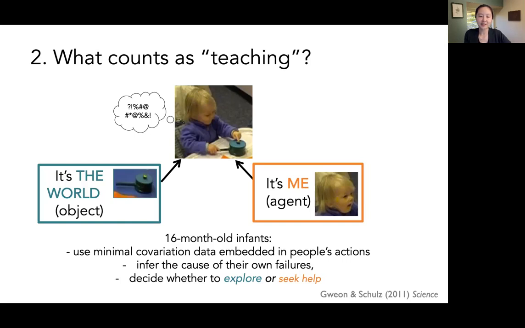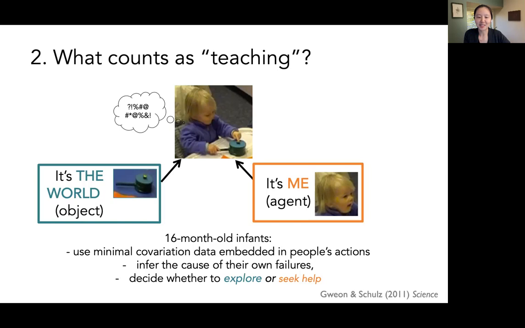Now we can also ask what counts as teaching. In prior work, what I have shown is that even 16-month-old infants, when they run into trouble, don't keep imitating or give up. What they do is reason about why they failed and try to choose the best course of action. When they have a reason to think that the toy is broken, then they try to explore a different toy. However, if they have a reason to think that it's not the toy, but they themselves did something wrong, then they would try to seek help from another person.